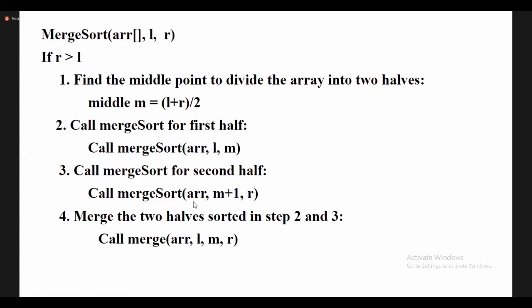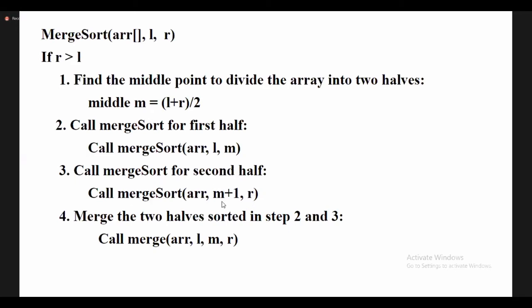Merge sort array: in the left side part is M plus 1, right side part is R. The first part, the array names are the same, ARR, ARR. Here left side is L, right side is the middle point. In the second part, the array name is the same. What is the left side part? Middle plus 1, M plus 1, right side is R. Okay, in this process it calls itself.